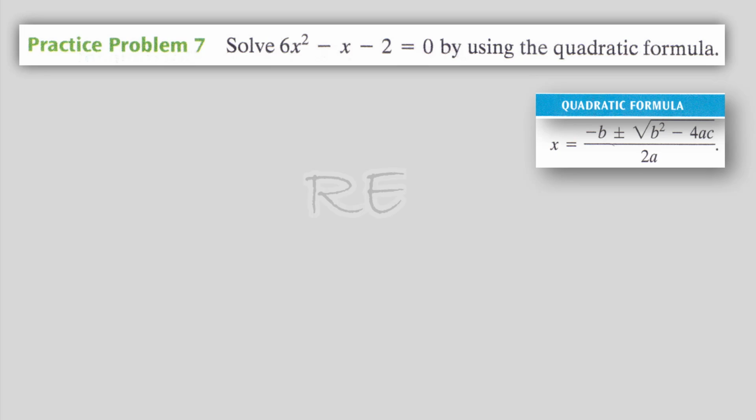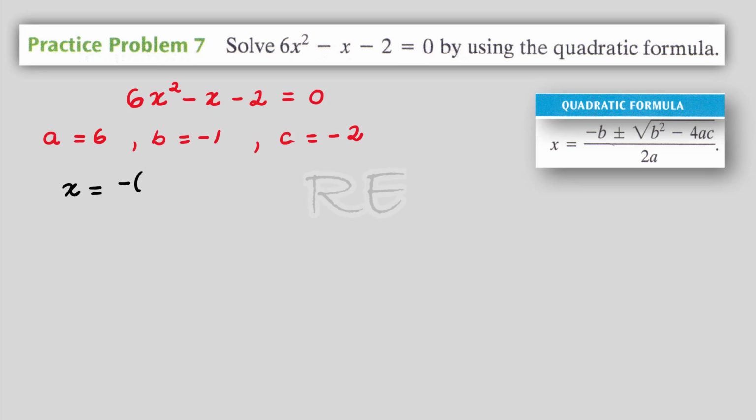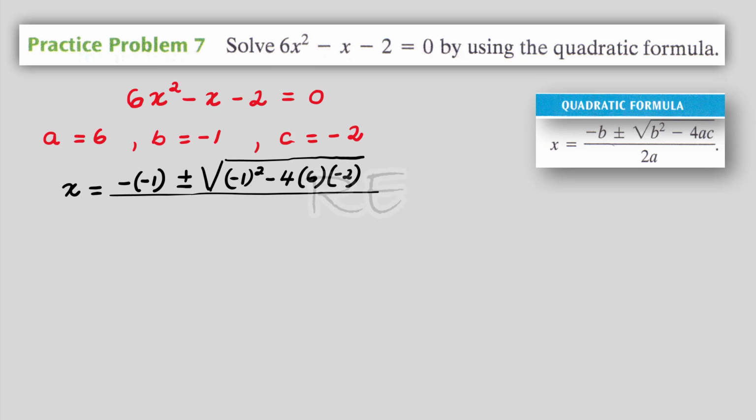Solve 6x squared minus x minus 2 equal to 0 using the quadratic formula. a is equal to 6, b is equal to negative 1, c is equal to negative 2. Now x is equal to minus negative 1 plus or minus the square root of b squared, negative 1 squared, minus 4 times 6 (a) times negative 2 (c), divided by 2 times 6.